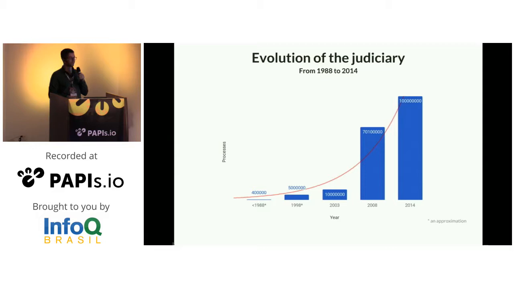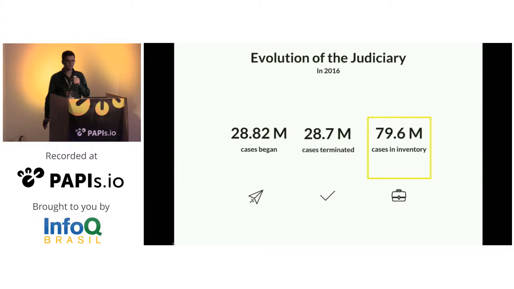But this did not mean we were at zero, because the cases that were terminated were cases that had already been in course for a few years. There was an inventory of 1790 million cases to be processed. So it's not a surprise that in Brazil we have the biggest court in the world. Only in São Paulo there are 24 million processes that are in course today.